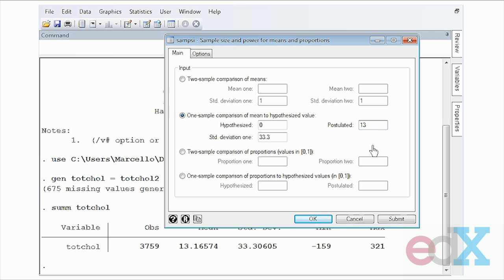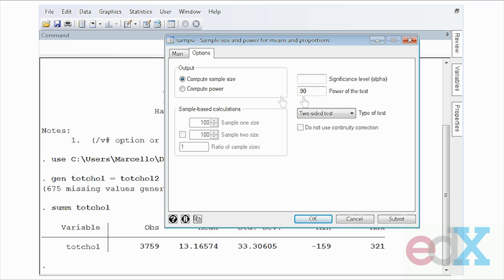All right? So what this is setting us up for is the following. If we want to test the hypothesis that the difference is 0, the one sample, the difference is 0, what happens if in fact the difference is 13? Now we come with the options. All right, what alpha do we want? Let's put our friend 0.05 in for alpha, and now it suggests the power of the test to be 90%, and let's look at a two-sided test.